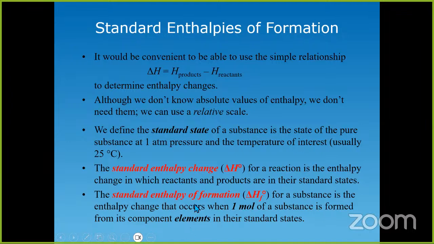And you'll notice in both symbolism, there's a small o, or 0, which is written as a superscript, right? That means standard condition. So whenever you see that, you immediately understand that the conditions are 1 atmosphere if there are any gases involved, and the temperature would be 25 degrees Celsius.